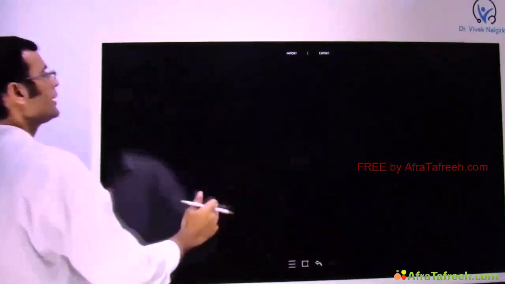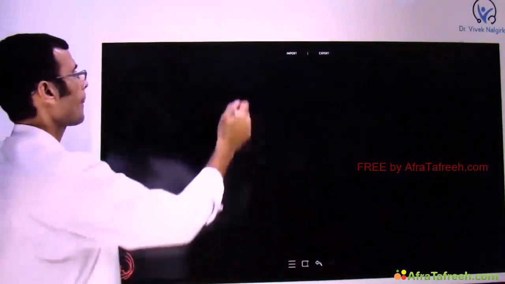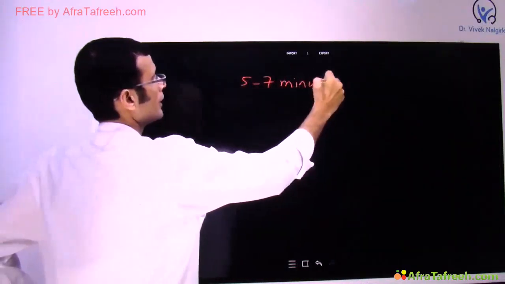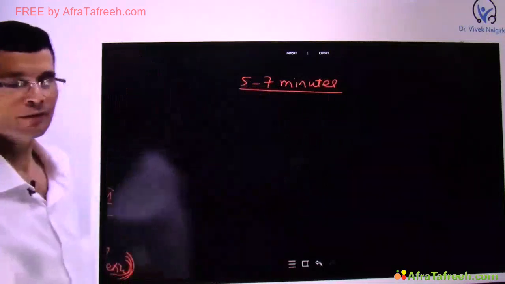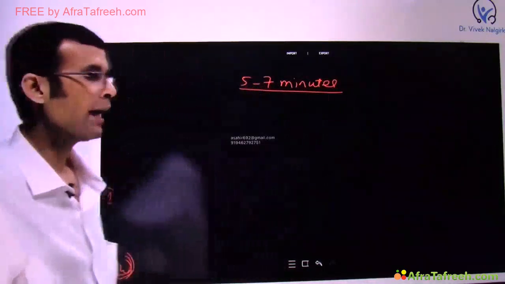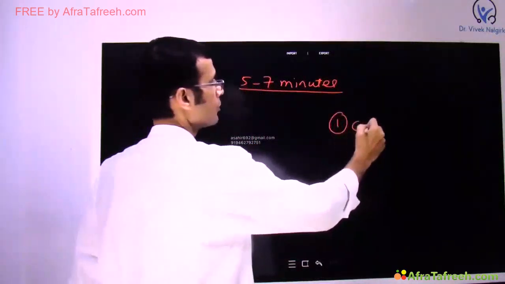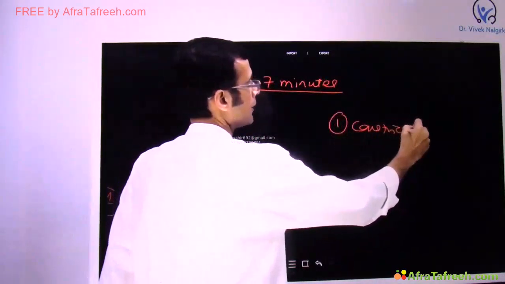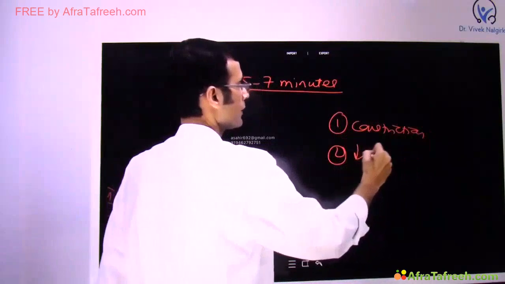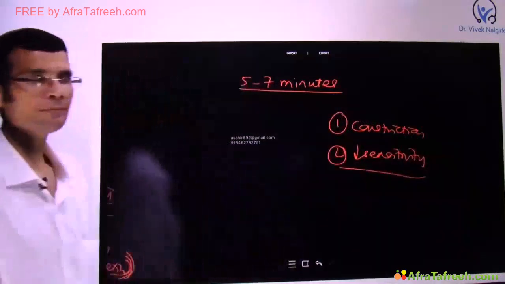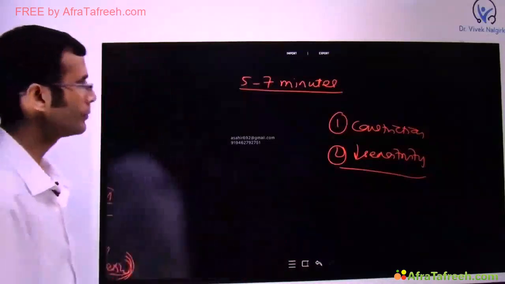Light adaptation is completed in 5 to 7 minutes. In about 5 to 7 minutes, light adaptation will be completed, and the opposite changes occur. There is constriction of the pupil and there is decreased sensitivity of the retina. That's the dark and light adaptation.